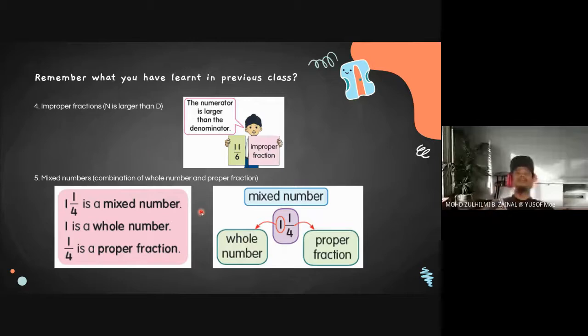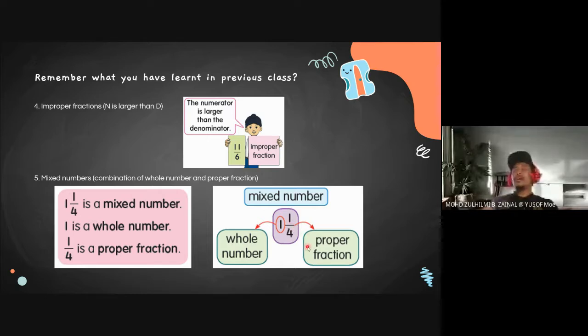Okay, next. Number 5, mixed numbers. Mixed numbers ni senang je. Mixed numbers, dia combination of whole number. Whole number tu apa? Whole number tu 1, 2, 3, 4, 5, 6, 7, 8, 9, 10 and so on. Maksudnya nombor bulat. Whatever number, other than fraction, other than decimals, itu adalah whole number. Tengok sini, 1 1/4, contoh dia cikgu bagi, mixed number. 1 adalah whole number.